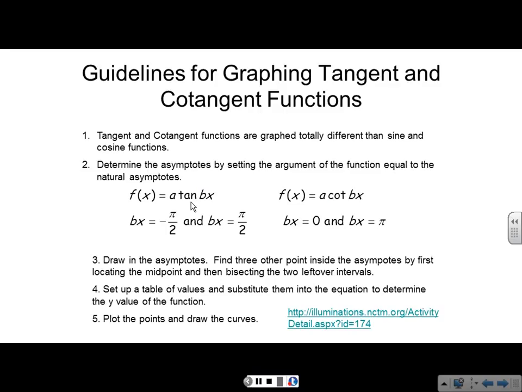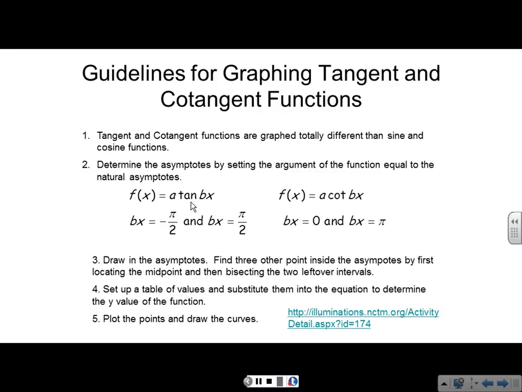So what we need to do is figure out how to get our increments, because remember, this is going to be x and this is going to be tangent of 3x. So we have an asymptote at negative pi over 6. We've already figured that out. This is going to be an asymptote, which means this is undefined, and it is going to make an asymptote.